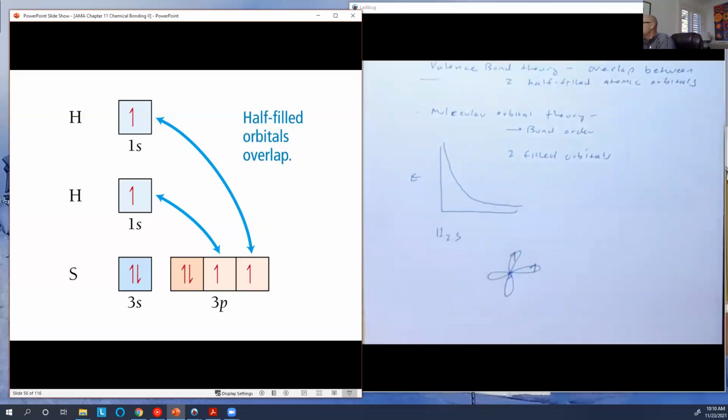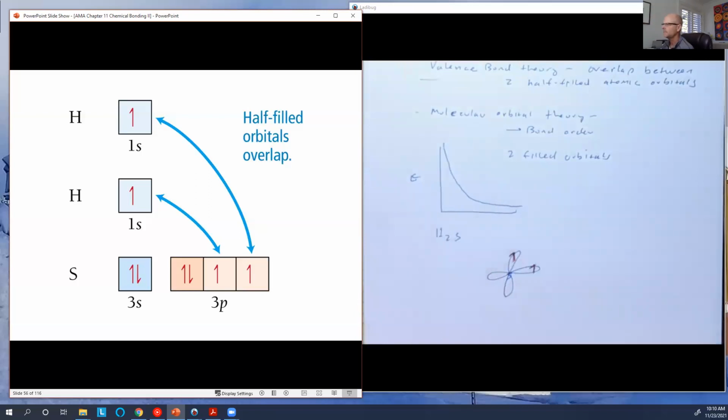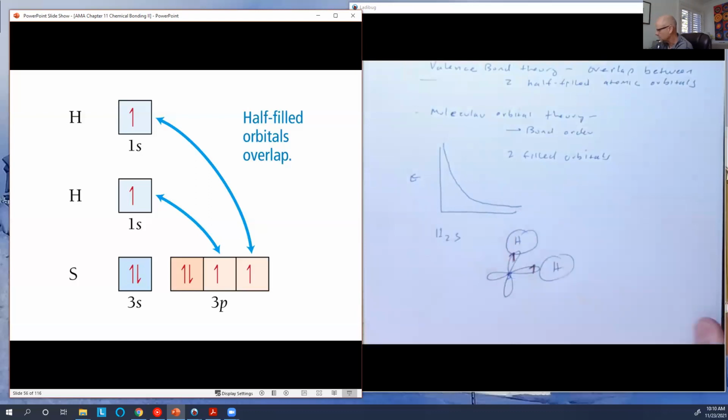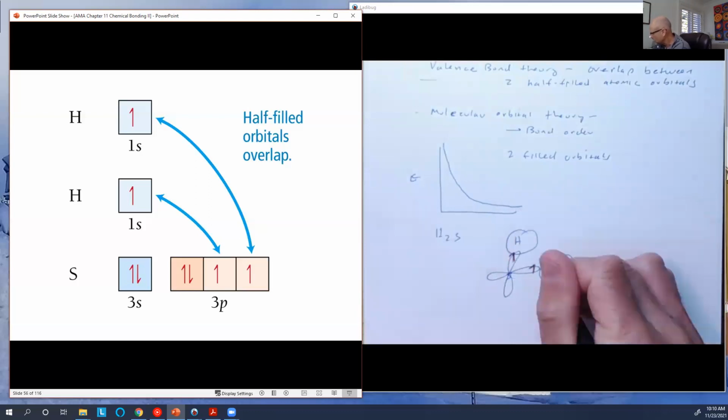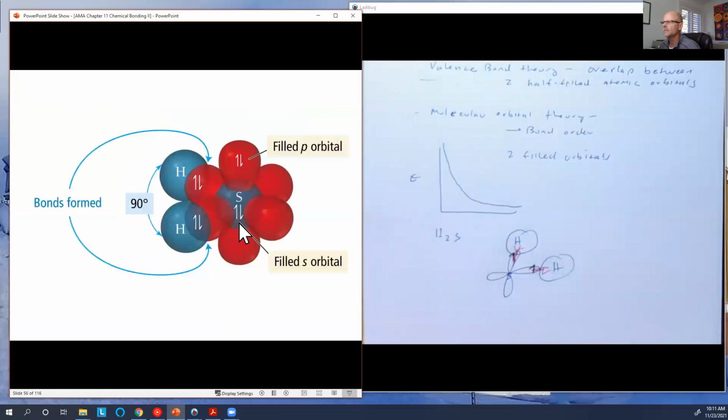So let's get a different color, easier to see on the screen. We'll make those red. It looks kind of like that. Then you have the hydrogen atoms, which also have half-filled orbitals, s orbitals. So the hydrogen atom has an s orbital, and the other hydrogen atom has an s orbital. And it's this overlap between half-filled orbitals that we call a chemical bond, all right? Because that's going to lower the energy of the electrons in those orbitals, right?